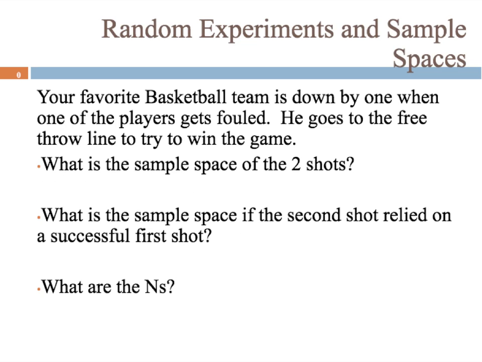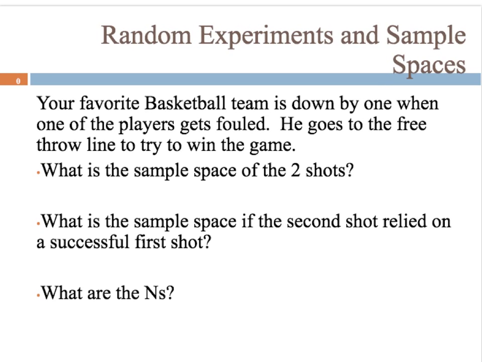In this example, let's pretend your favorite basketball team is down by 1 when one of the players gets fouled. He goes to the free throw line to win the game, or to try to win the game. What is the sample space of the 2 shots? Well, the first shot, he can either make it or miss it. So for making the shot, we'll just say yes, and for not making the shot, we'll just use no. So our sample space would look kind of like this.